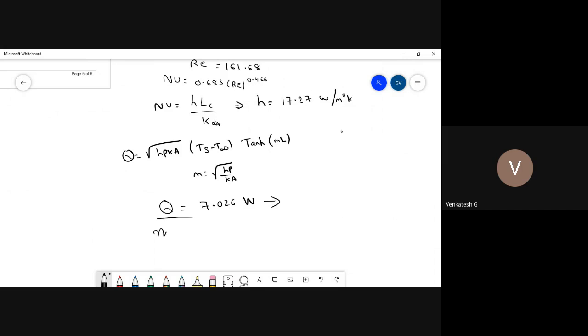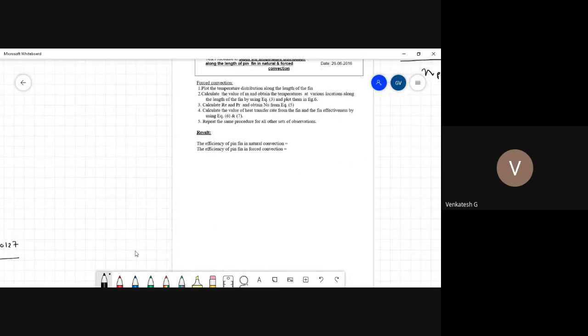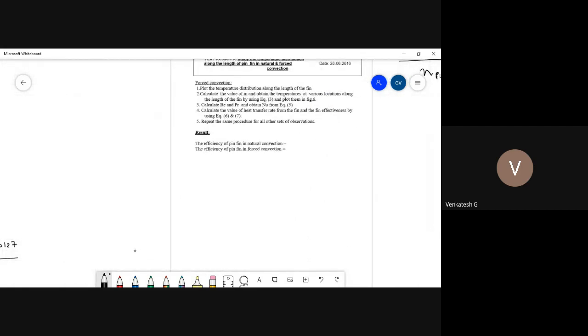In order to calculate the fin efficiency, it is tanh of mL by mL. If you calculate this, we are going to get 74.24%, right? So that is the fin efficiency. In natural convection, we are going to get around 82.98%, and the efficiency here is 74.24%.